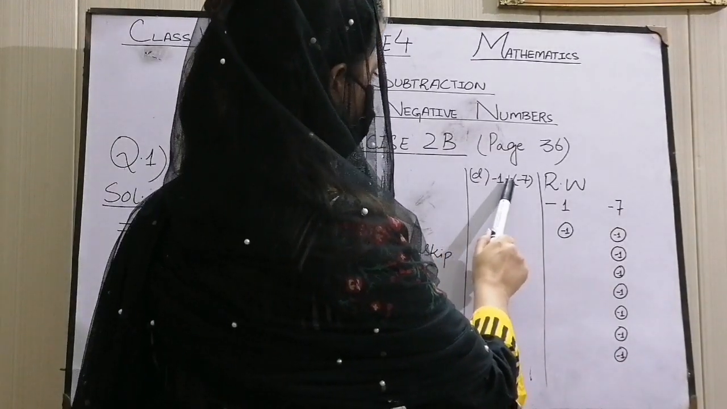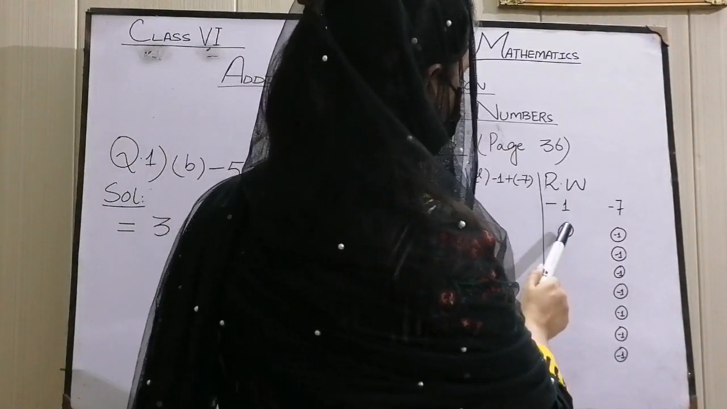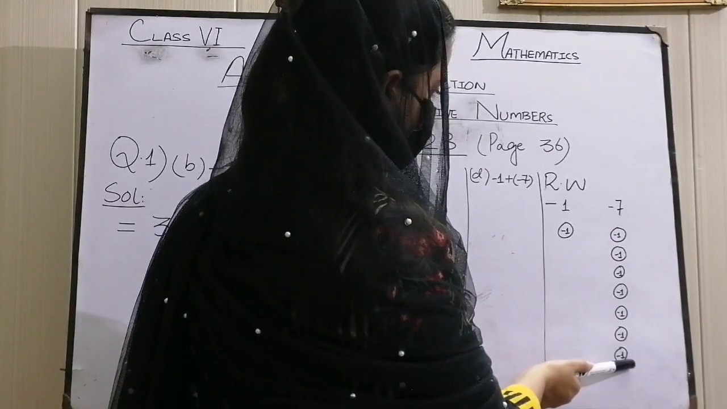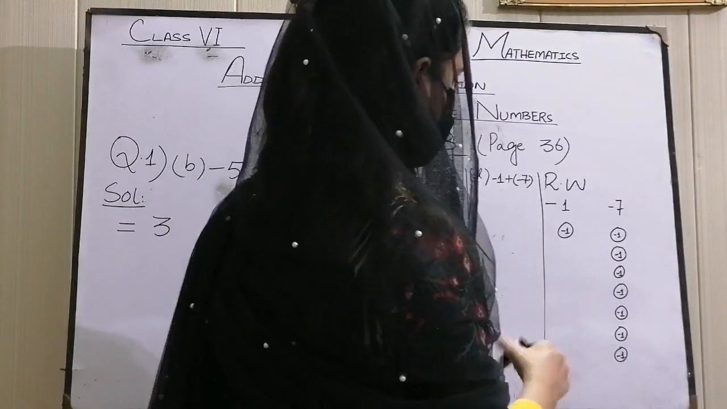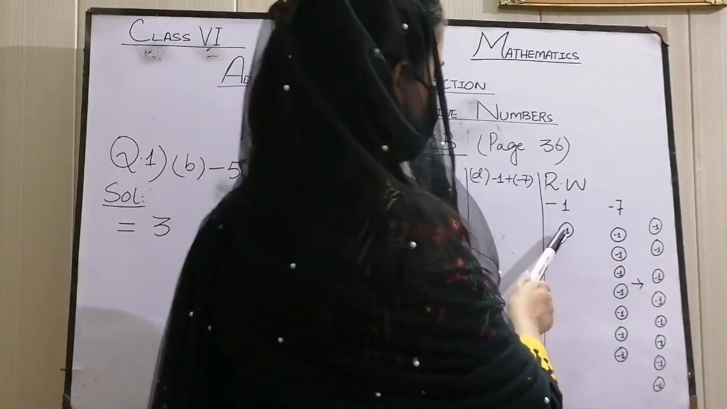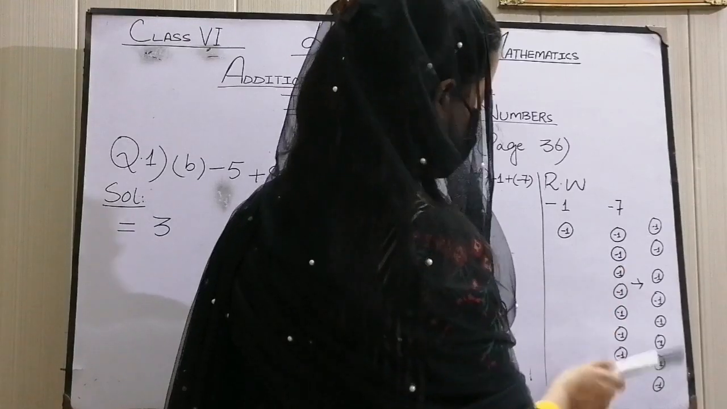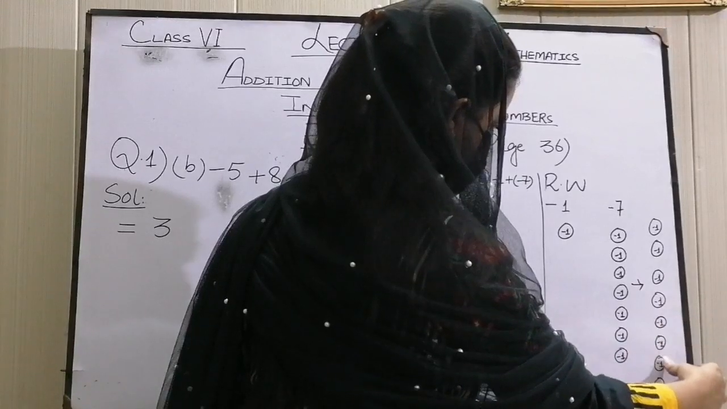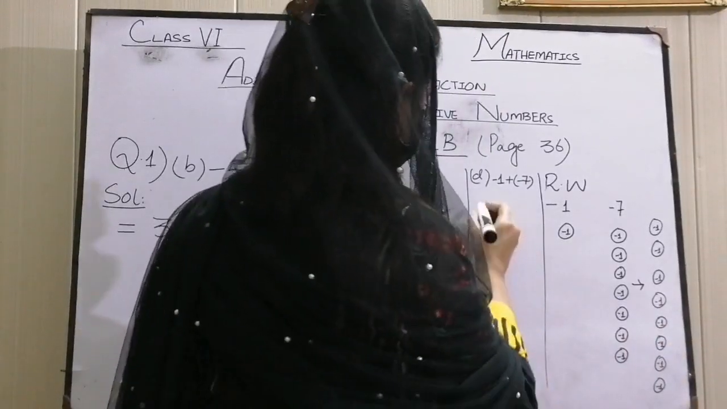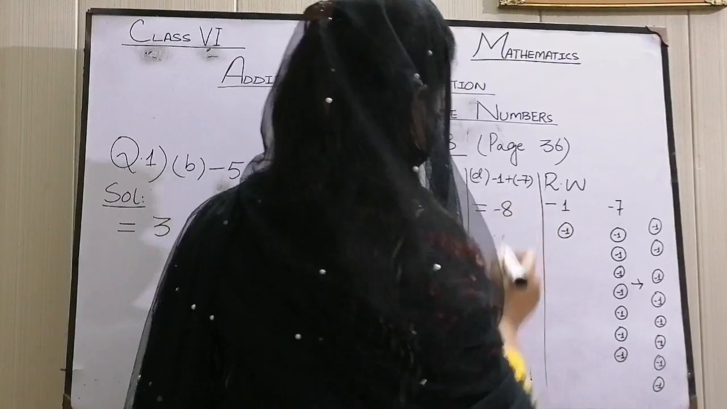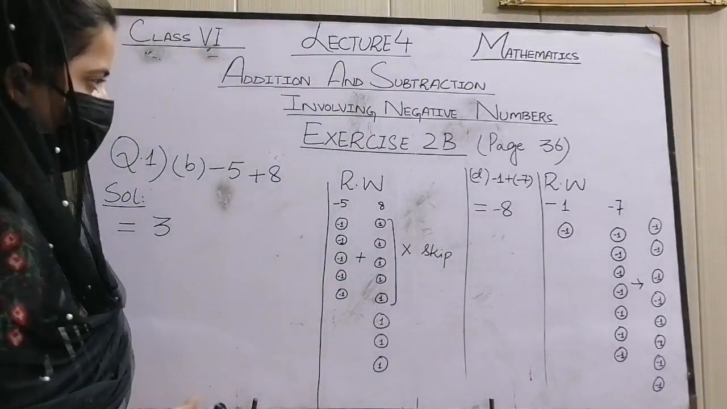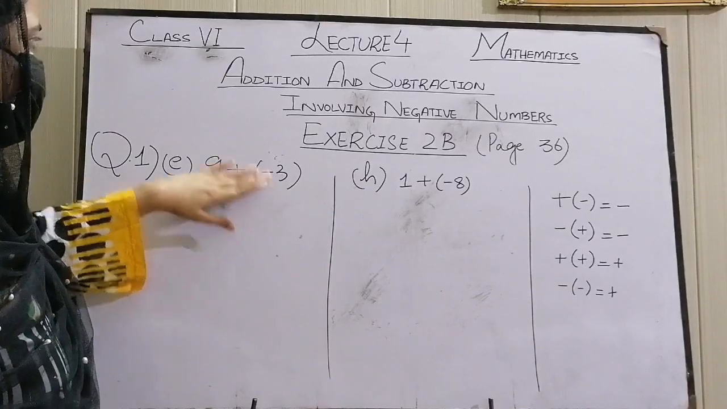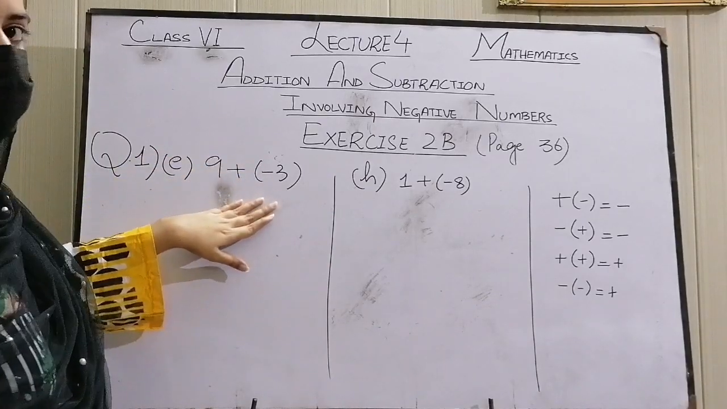Part D says -1 plus -7. For -1 I have drawn one disk of -1, and for -7 I have drawn 7 disks of -1. Since no disk is different here, I have written all of them together. We have 1, 2, 3, 4, 5, 6, 7, 8 disks of -1, so it makes -8. -8 is our answer.